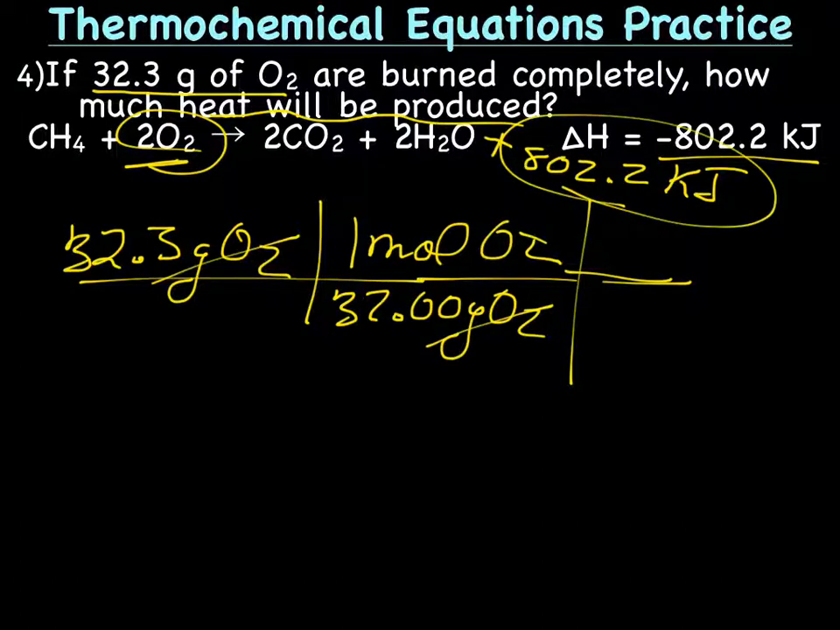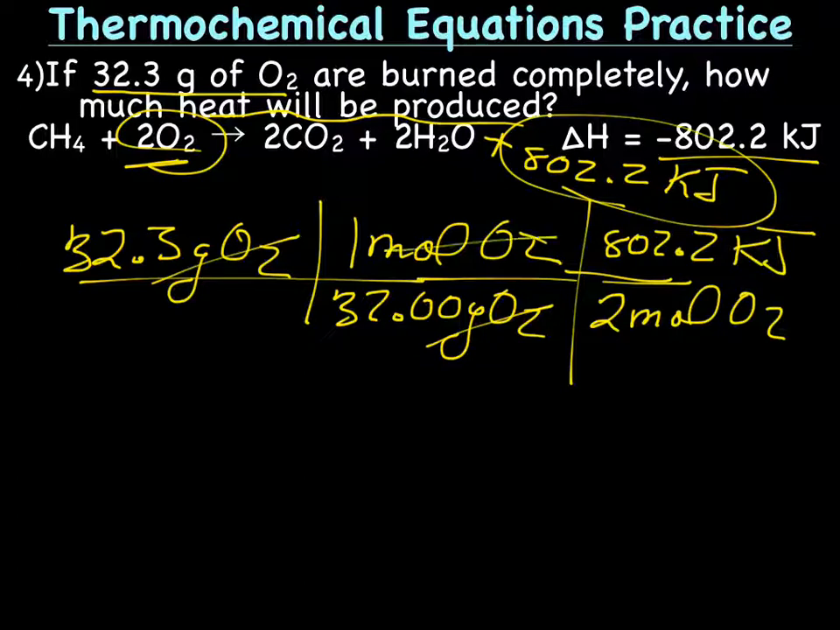2 moles O2 equals 802.2 kilojoules. So who's going to go on the bottom? Well, 2 moles O2, and on the top we'll put 802.2 kilojoules. Okay, and those cancel out. Now all we have to do is multiply and divide.